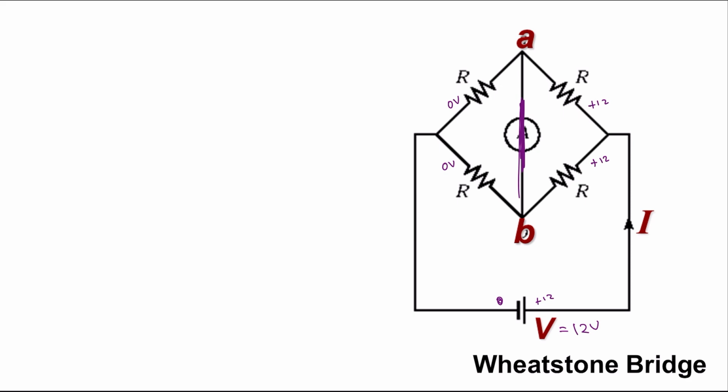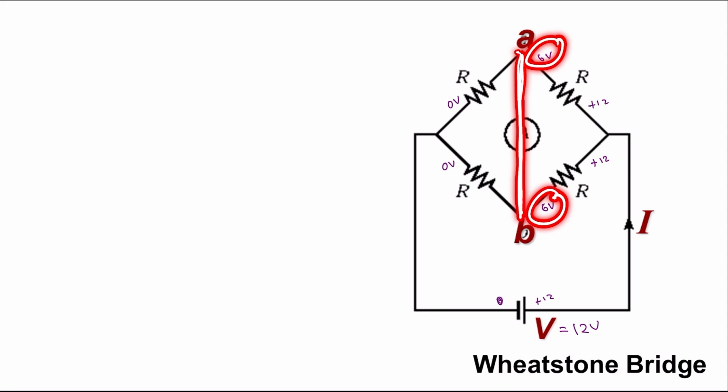And all four of these resistors are the same, which means they each have to have the same voltage drop. So that makes, in between here, 6 volts here and 6 volts here. And so the question is, how much current is going to want to travel through this center line between a 6 volt and a 6 volt potential difference?